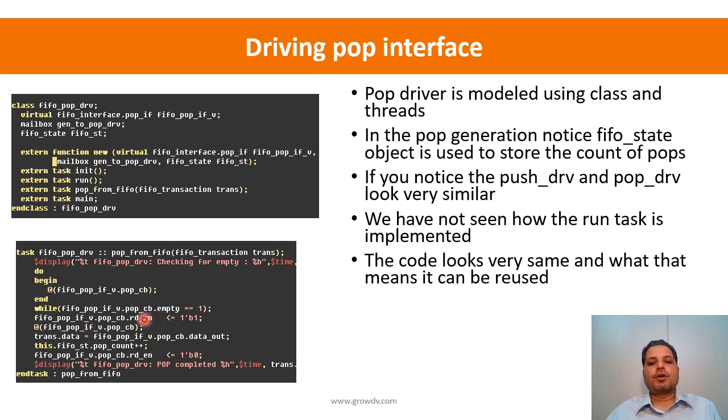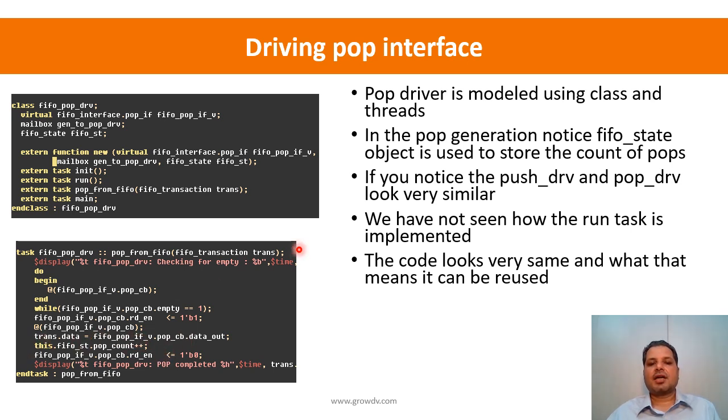Now, once I find the FIFO to be non-empty, I will assert the read enable. I'll wait for a clocking event of the pop clocking block, and then I will sample the data from the FIFO pop interface, virtual interface, pop clocking block, and data out. So it will be sampled just one step before that rising edge of the clock, right? It will be sampled, and that value will be put into the transaction.